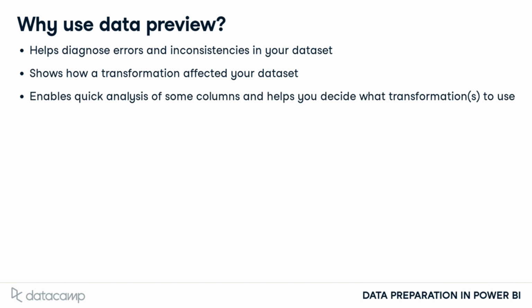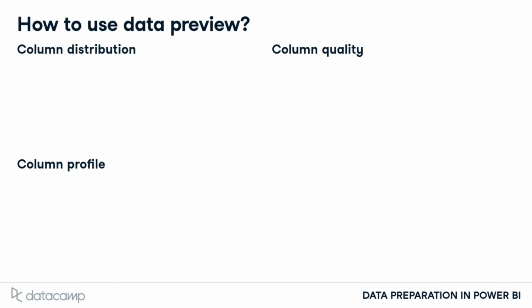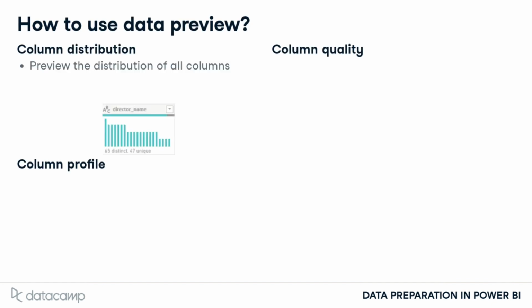Let's start with column distribution. This allows us to preview the distributions of our columns by displaying a small histogram under each column name. This feature is particularly useful for when you're checking a column for duplicate values. It also shows us the count of unique and distinct values in the column to see how many duplicates, if any, exist. The next feature is called column quality.